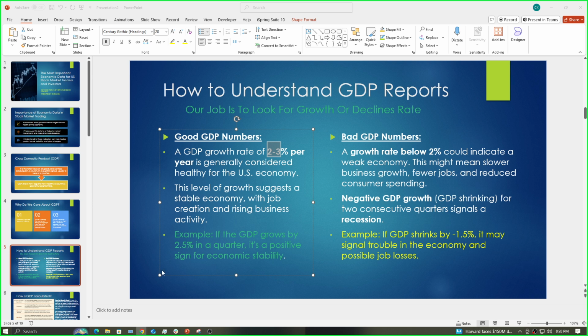Now I'm going to give you another example. If GDP grows by 2.5% in a quarter, it's a positive sign for economic stability. Is that true or false? Anybody can answer that. Just make sure y'all awake. Tiffany, Jonas, Cece? Exactly. So that's true.